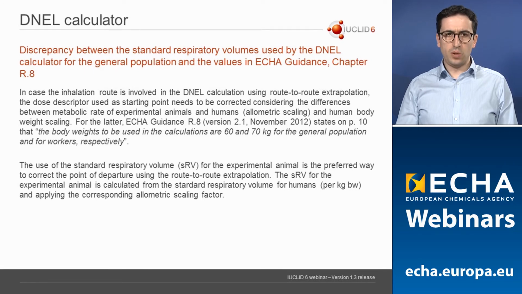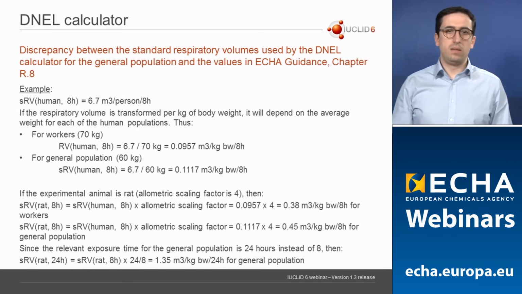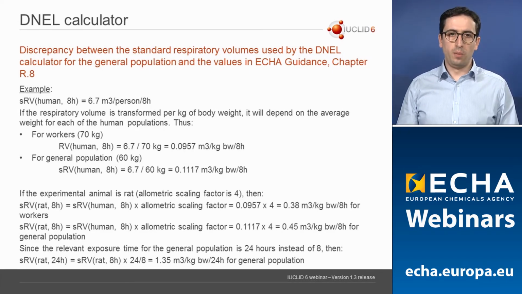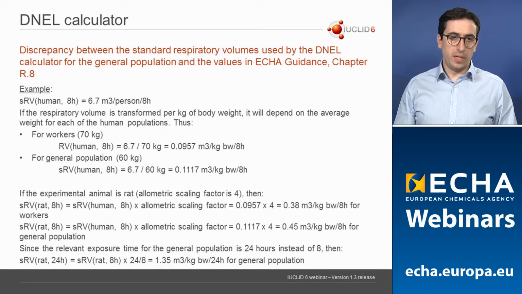In the next slide, I will show you an example. In this example, the standard respiratory volume for human for 8 hours is 6.7 cubic meters per person. So if this respiratory volume is transformed per kilogram body weight, it will depend on the average weight that is considered for each of the human populations, and therefore it will be different for workers, for which the average weight is 70 kilos, and the general population, for which the average weight is 60 kilos.